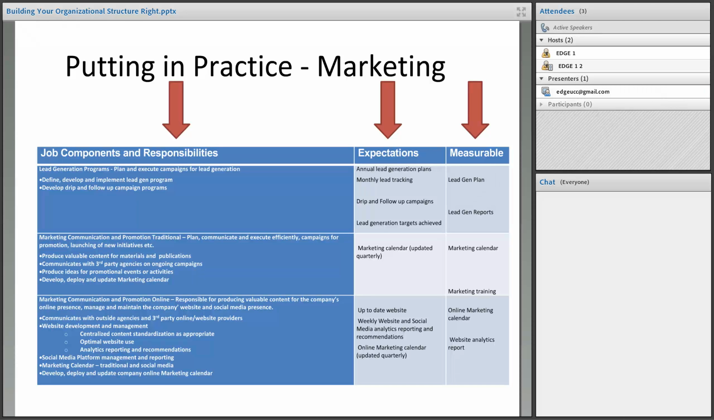Okay, so let's spend a few minutes talking about creating a job description that works. So the first step that you do is you write down the main, what I call buckets, also known as responsibilities.